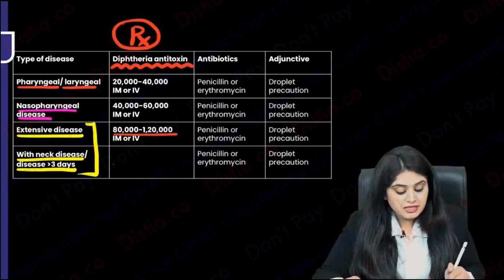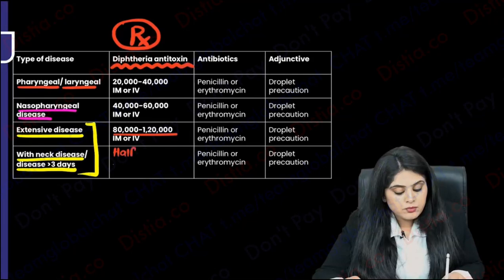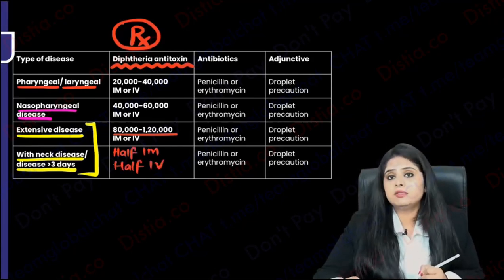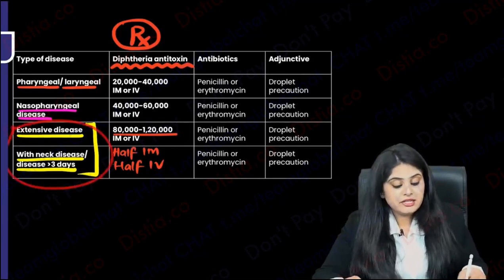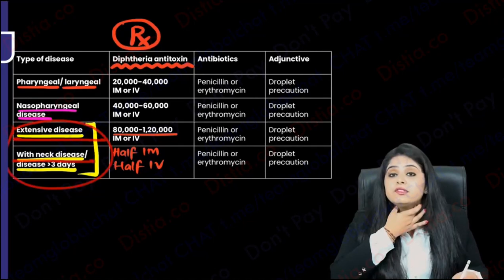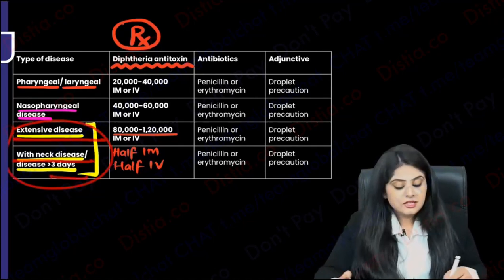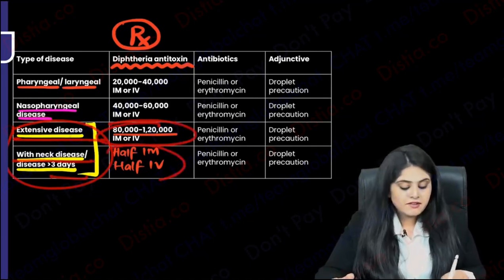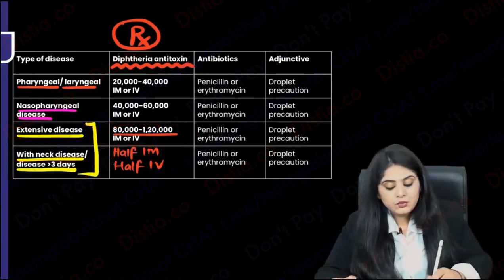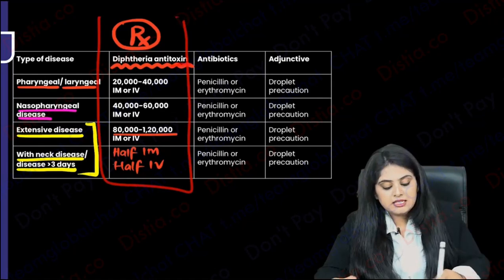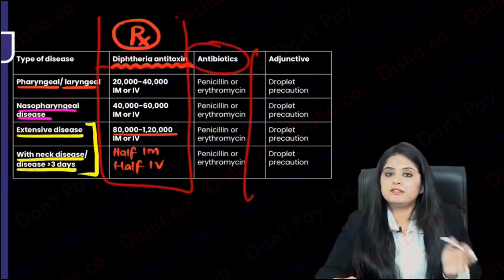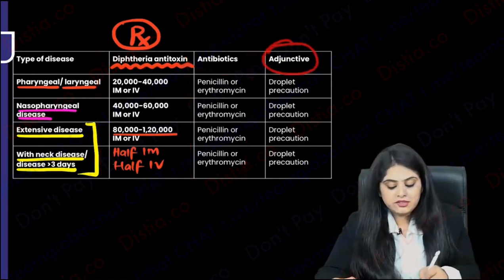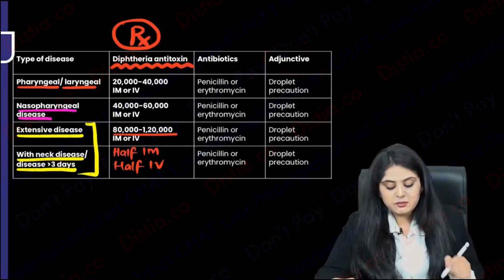And sometimes they also say that half should be given IM and half should be given IV. That is also something they say. That is when you are considering an extensive disease or a disease that has bull's neck or a disease that is beyond 3 days. So in this, the dosage also increases and half IM, half IV is given, right? So, I just wanted to tell you that the treatment is by the antitoxin. Antibiotics are the same, penicillin or erythromycin depending on tolerance. And the adjunctive is definitely going to be droplet precaution.